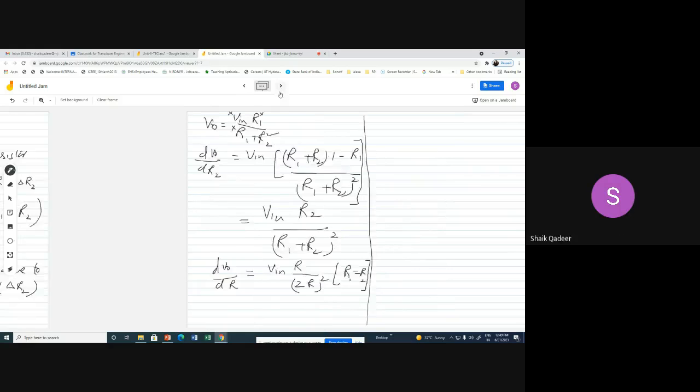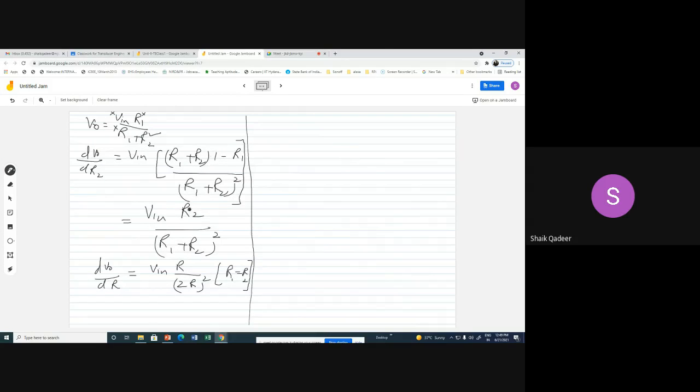That's why in place of R2, I'm writing R. In place of R1, R2, I'm writing R. R plus R is equal to 2R, 2R square. Is it okay? Sir, above R1 square will come.